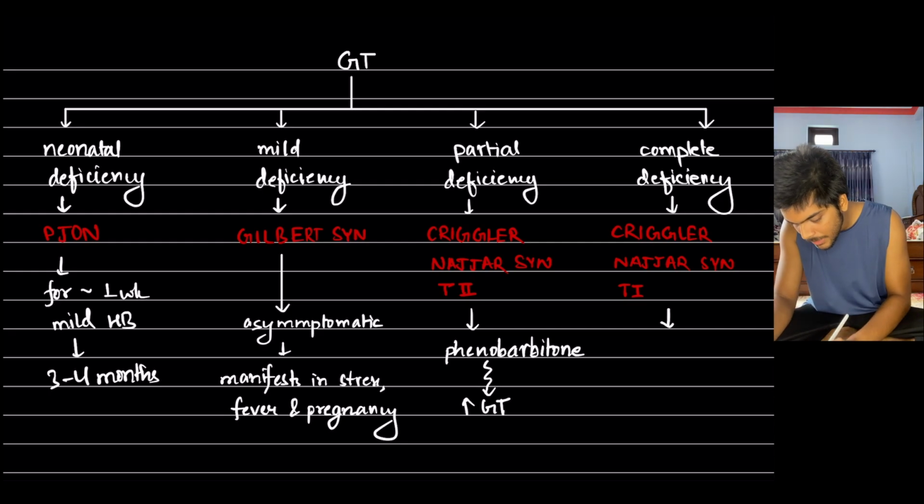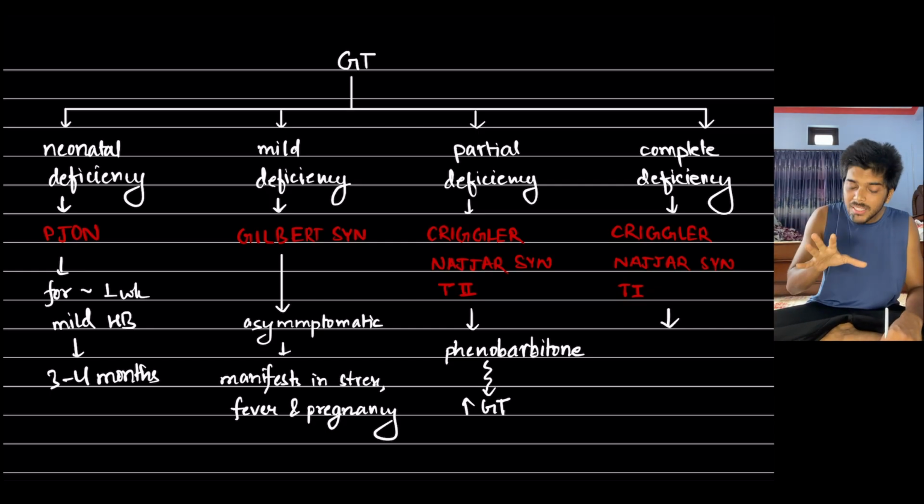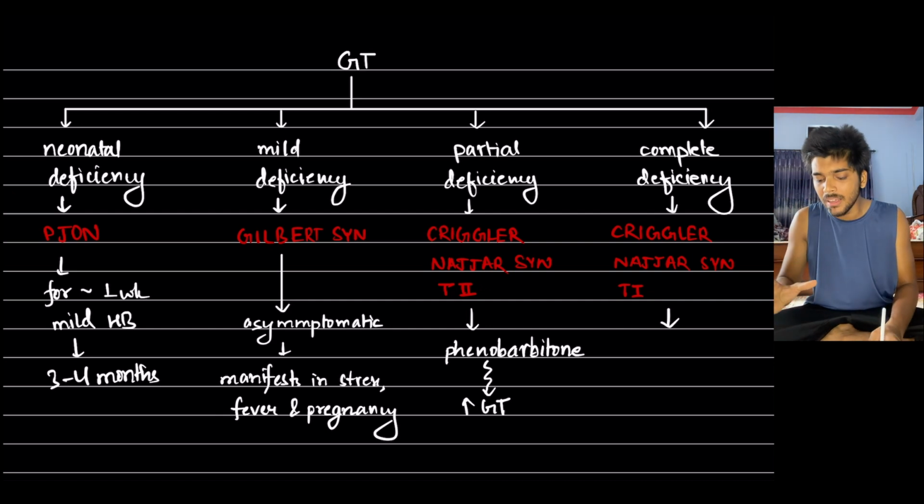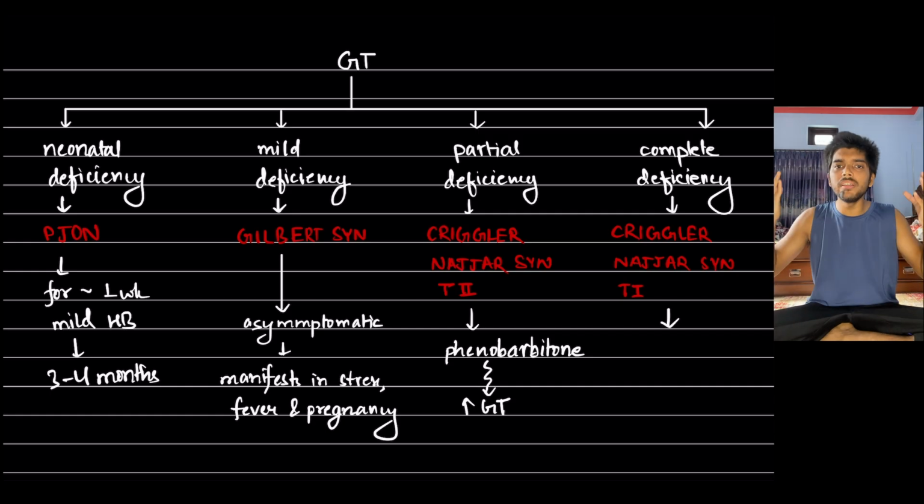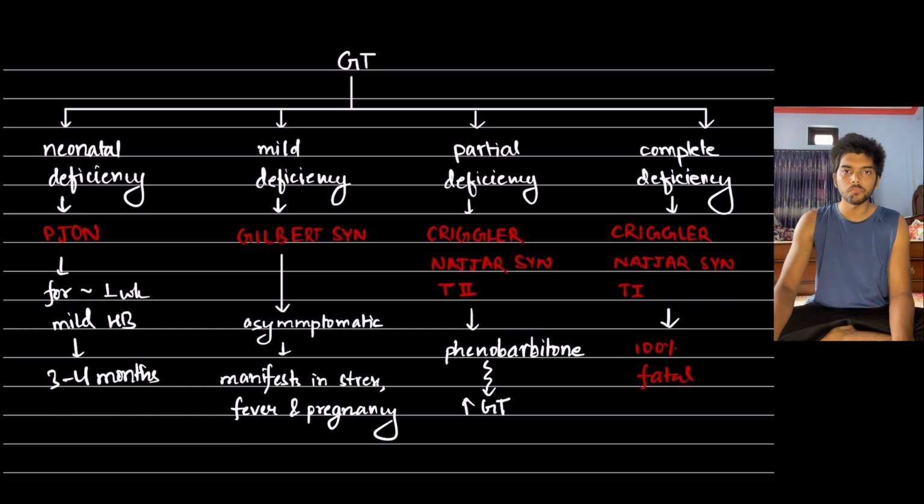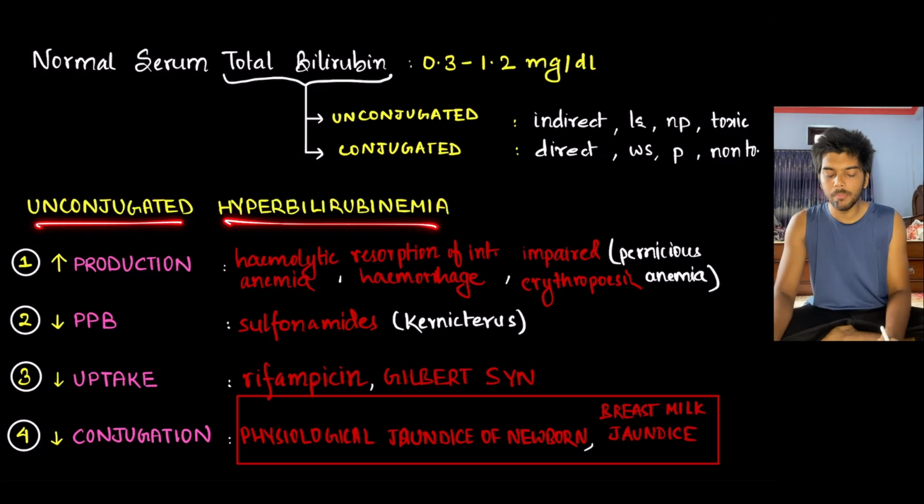As for type 1, there is complete deficiency. There is no GT at all in the body. That means conjugation in this baby does not take place. There is no conjugation at all in the baby. There is a huge increase or accumulation of unconjugated bilirubin in the blood. That is why this is 100% fatal. The baby dies. Okay. So that was all for unconjugated hyperbilirubinemia.